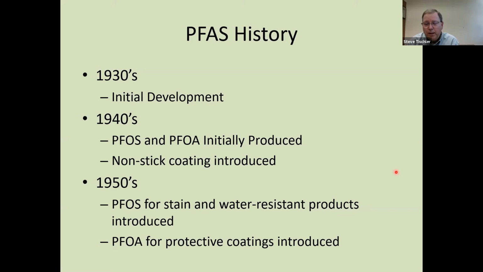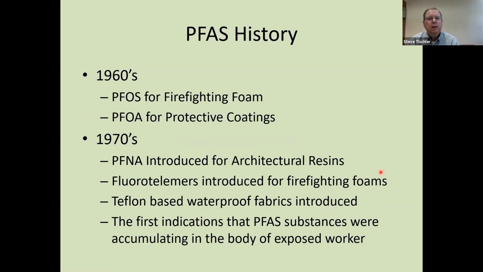So if you can imagine, everything manufactured, upholstery, furniture, and so forth, carpeting, they were all Scotchgarded. And Scotchgarding is a sort of classic PFAS chemical. So PFOA was also used in the 50s for protective coatings. In the 1960s, PFOS was introduced as a firefighting foam. You hear a lot about this, and we'll talk a little bit more about this as we move on. But in the 60s, it was used for firefighting foams, and PFOA was also introduced for protective coatings.